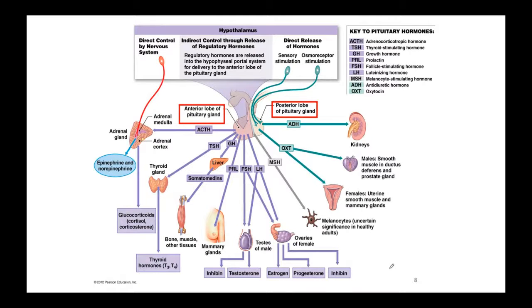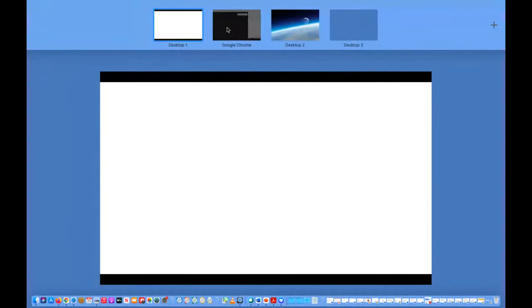When I come back, I'll get into a little bit more detail of how some of these axes work between the hypothalamus, pituitary, and thyroid, and hypothalamus, pituitary, and the adrenal axis.